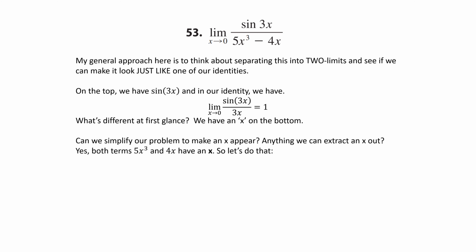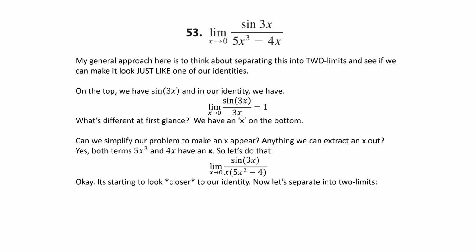Both terms, the 5x cubed and the 4x, have an x, so we're just going to factor that out here. Hopefully everybody followed that algebra. All that I did is remove an x from the 5x cubed, which made a 5x squared, and I removed an x from the minus 4x. Now let's start to look closer at the identity, and I'm going to separate this into two limits to make it a little bit easier. So it's now two limits.